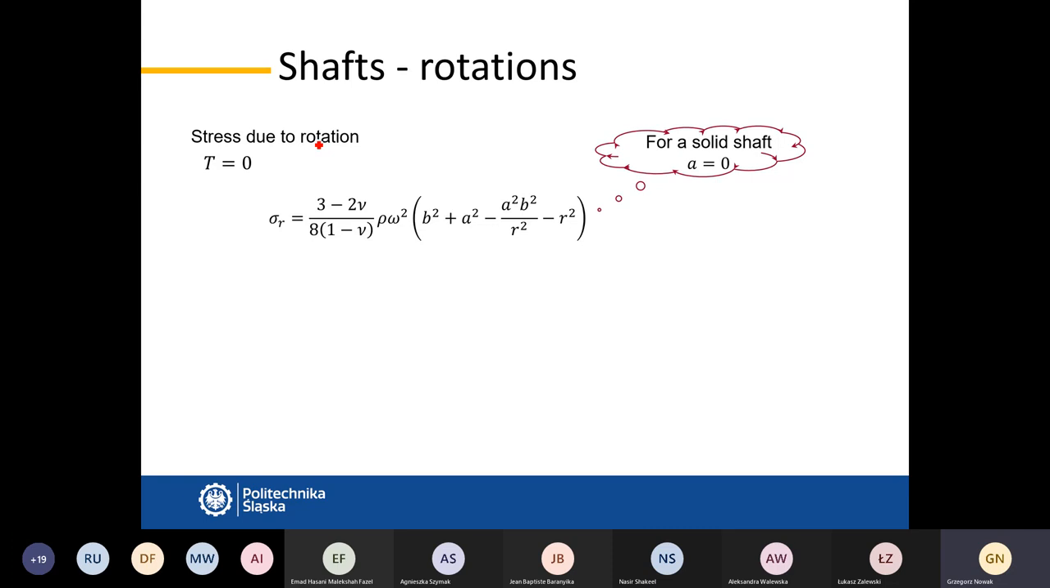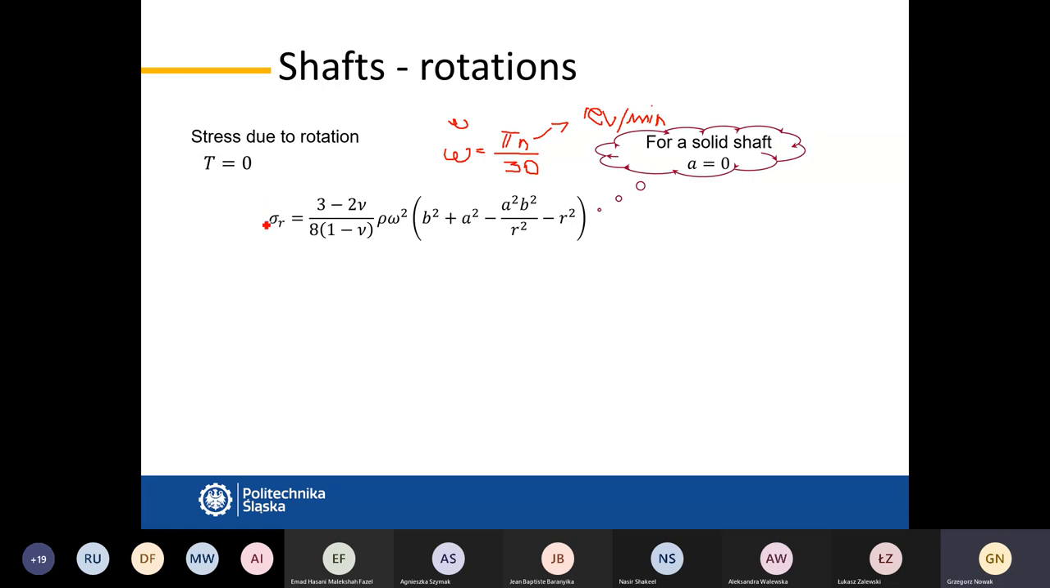And the angular velocity omega is pi times the number of revolutions per minute divided by 30. So if you have the speed in revolutions per minute, you can recalculate it into omega, the angular velocity.